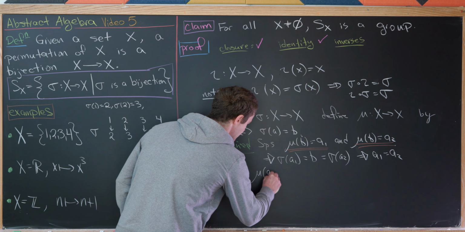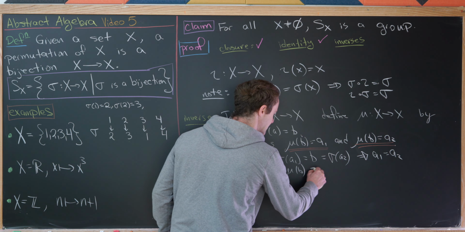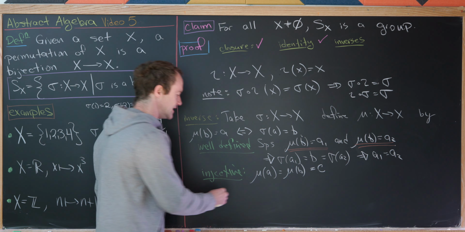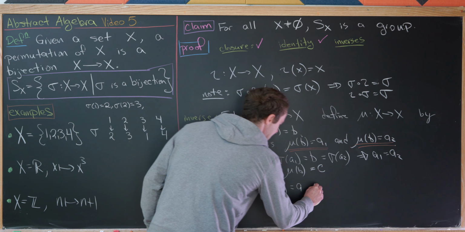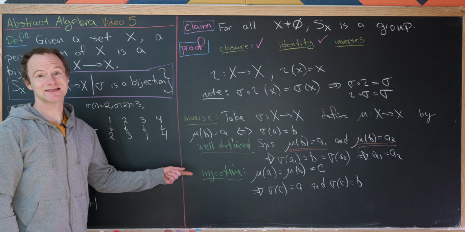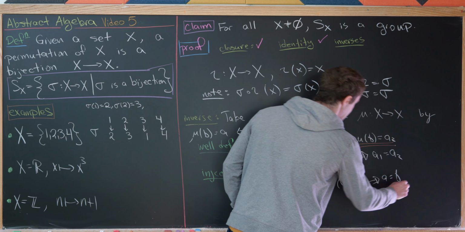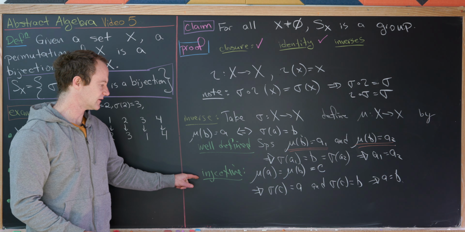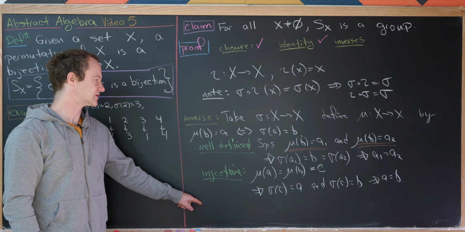Well, let's take mu of a equal to mu of b, and let's set that equal to something which we'll call c. But under our definition right here, that tells us that sigma of c is equal to a and sigma of c is equal to b. But now since sigma is a well-defined function, that tells us that a is equal to b, which is the injectivity condition for mu. Okay, so we've got our function is well-defined, it's injective. Now I'll leave it to you to prove that it's surjective. That would be a nice homework.